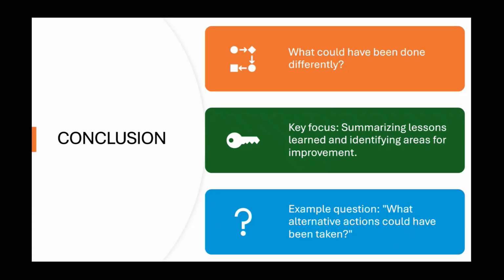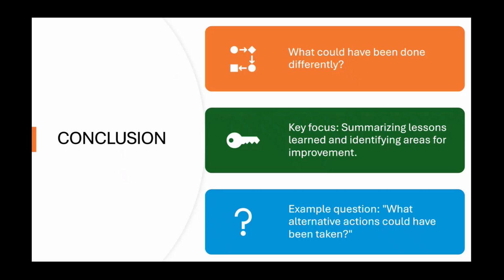Conclusion, and this is not the final step: what could have been done differently? This is a really key, important step. It cannot be reached until you've done the analysis and evaluation of the previous 4 steps: description, feeling, evaluation, and analysis. And then you come to the conclusion. What could have been done differently?